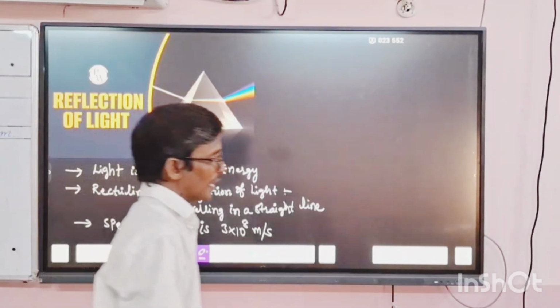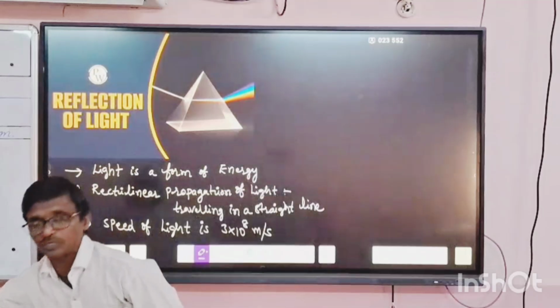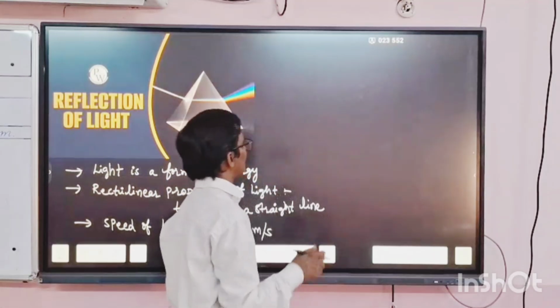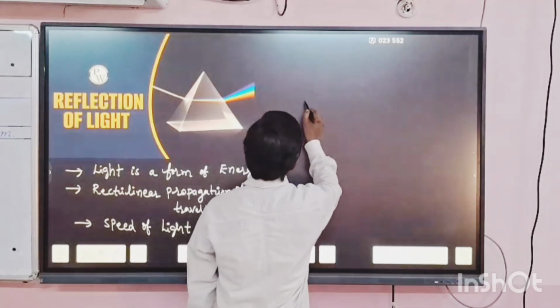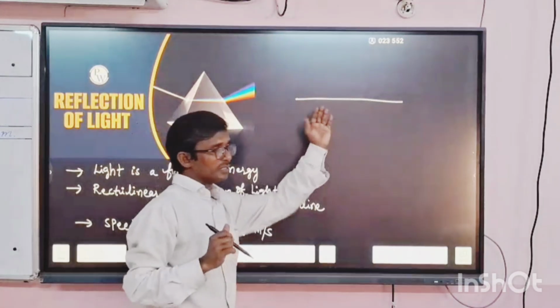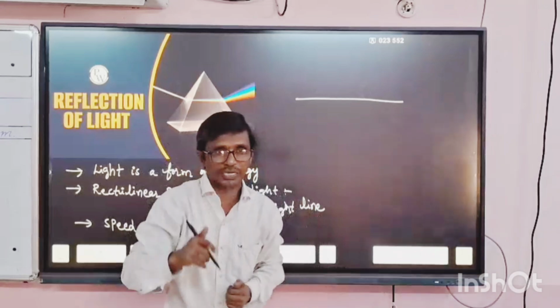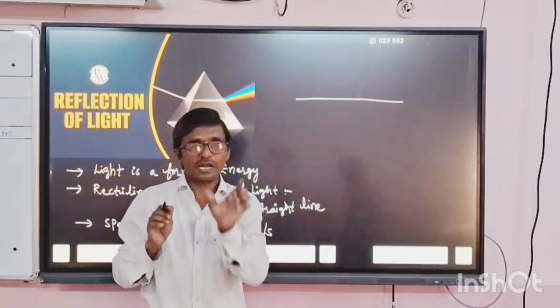This reflection phenomenon we observe in our daily life. Due to reflection only, we observe the image of the object. Diagrammatically, this is a plane mirror we should take. So what is a mirror? One side has a silver coating. Before it is a mirror, it is a normal transparent glass.